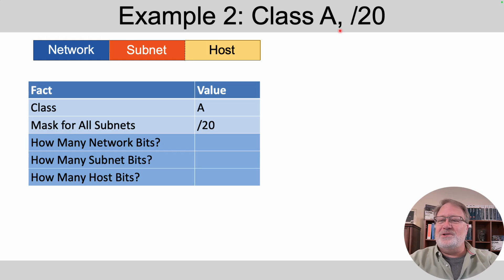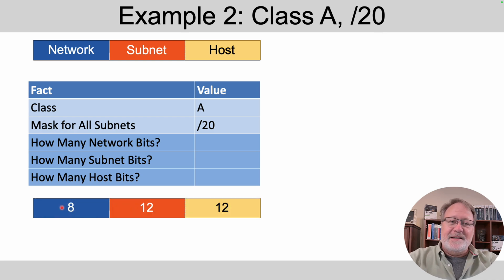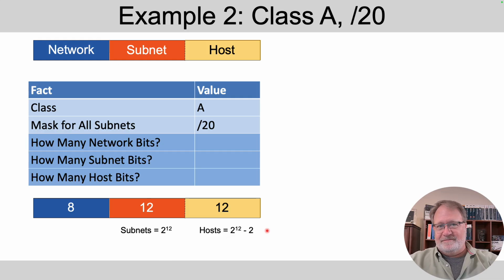Let's do another. Example 2, we're still subnetting a Class A network, but the design choice in this case was to use a /20 mask. So the logic again is the same. We start with 8 network bits for the same reason of having a Class A network, but these first two fields, the network and subnet part, need to add up to 20 in this case. So we've got 12 subnet bits. Then all three together need to add up to 32, so 8 plus 12 is 20, so we need 12 more bits to make up the 32 bits. Then these calculations give us the number of subnets created and the number of hosts per subnet.